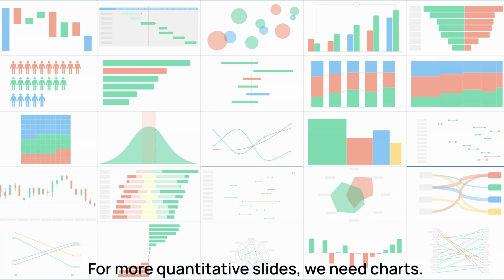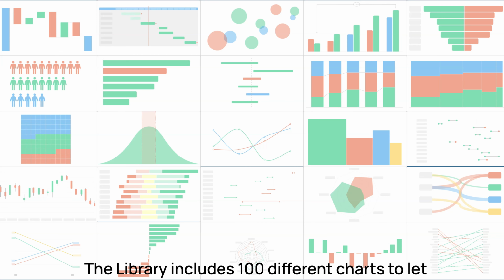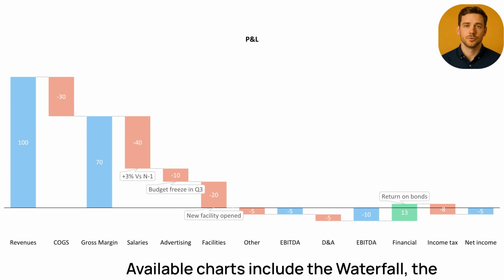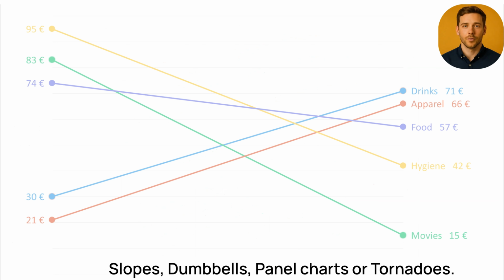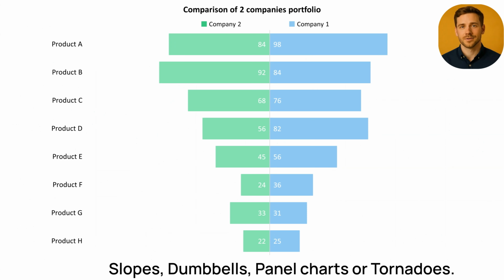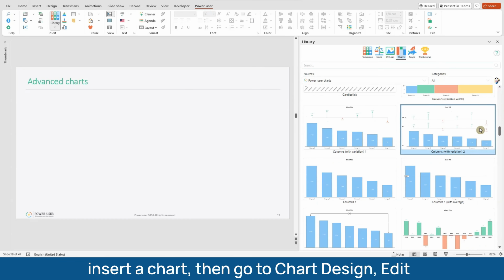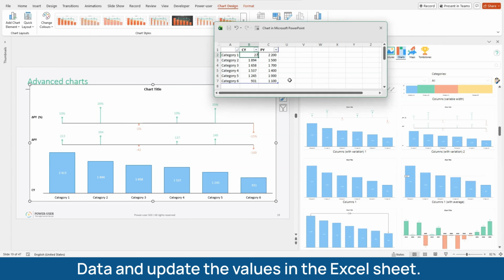For more quantitative slides, we need charts. Microsoft Office has a limited number of charts. The library includes 100 different charts to let you create more advanced visualizations that really make your data stand out and shine. Available charts include the Waterfall, the Gantt, Mekko, and Sankey, but also arrow charts, slopes, dumbbells, panel charts, or tornadoes. They work as templates, so you need to first insert a chart, then go to Chart Design, edit data, and update the values in the Excel sheet.